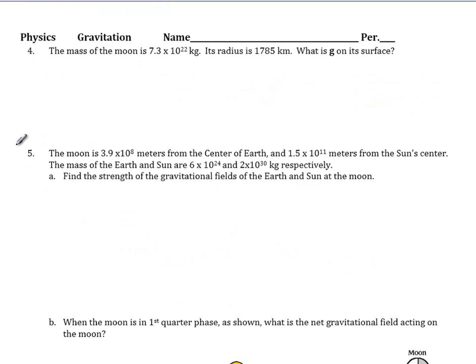Alright, number 4, much simpler problem. The mass of the Moon is 7.3 times 10 to the 22nd kilograms. Its radius is 1,785 kilometers. Again, pay attention to your unit. What's g? Remember, g is mass of the central body times universal gravitational constant divided by r squared.